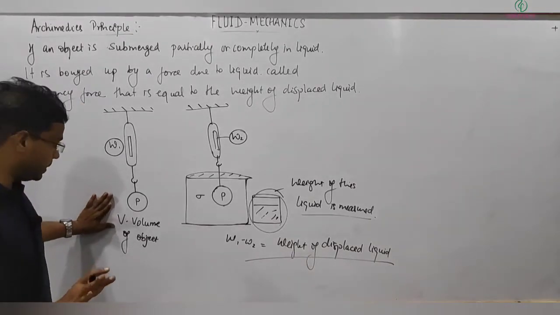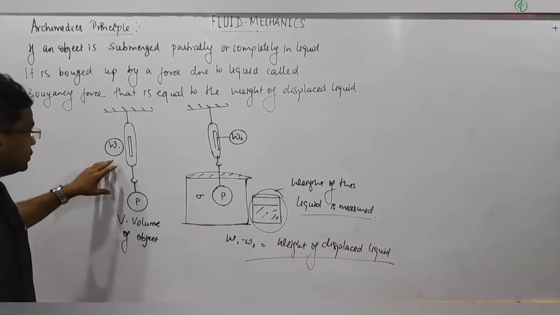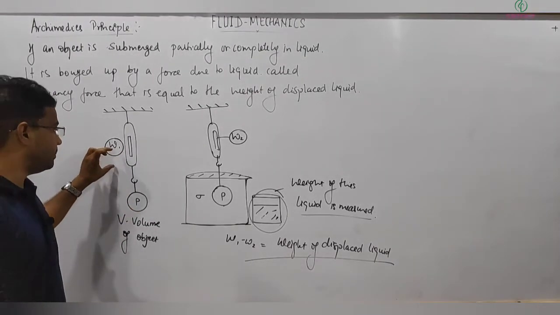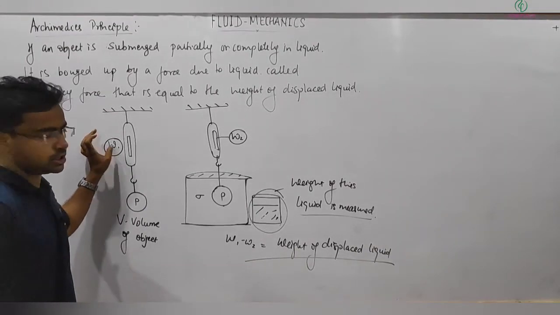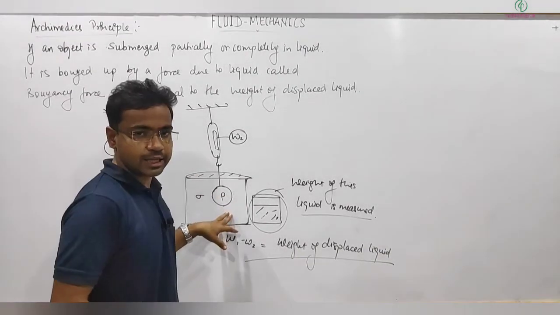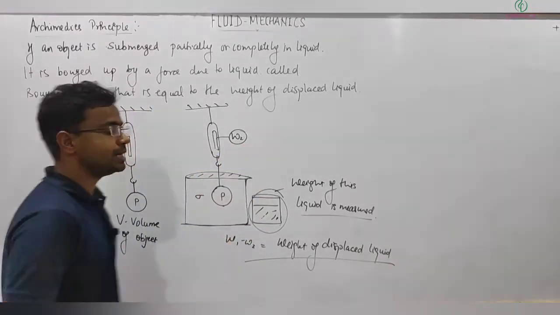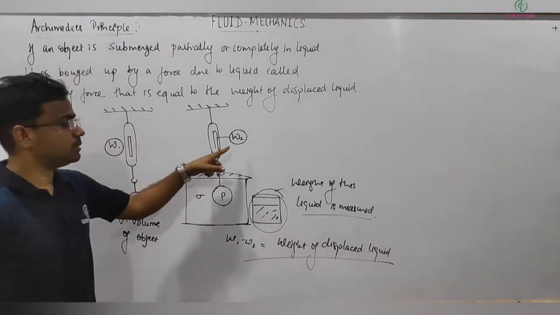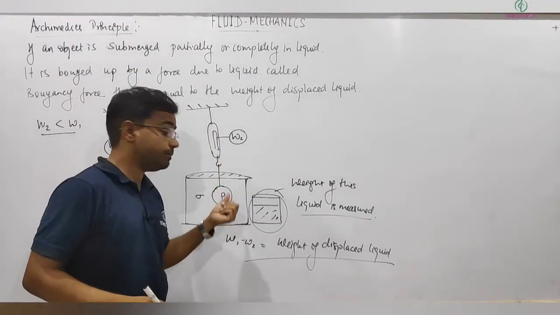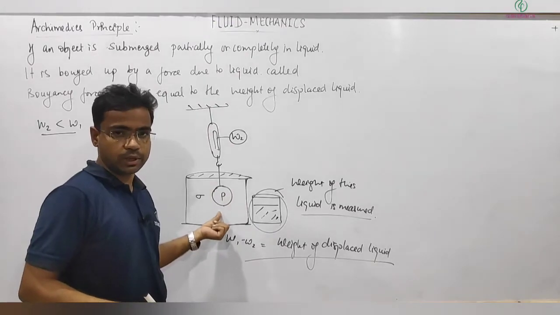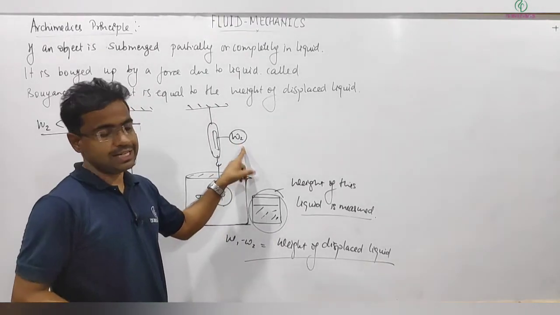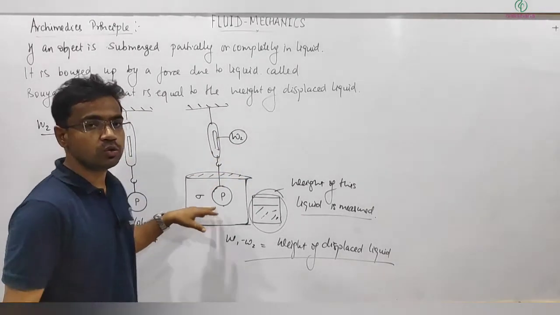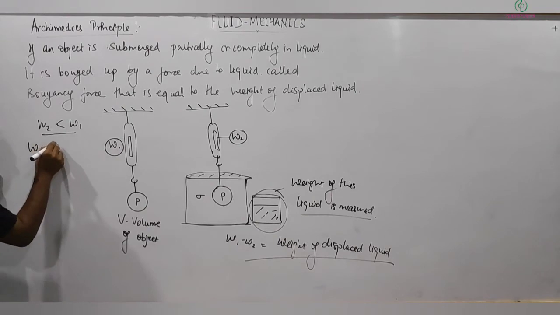And now one more thing we can see here is that this is the true weight. When the weight of the object is measured in air, this is called true weight. When it is measured by submerging in the liquid, then you can see definitely W2 is less than W1. W2 is the weight measured when the object is submerged in liquid. So this weight is less, right? And this W2 is called apparent weight, because it's not the true weight.